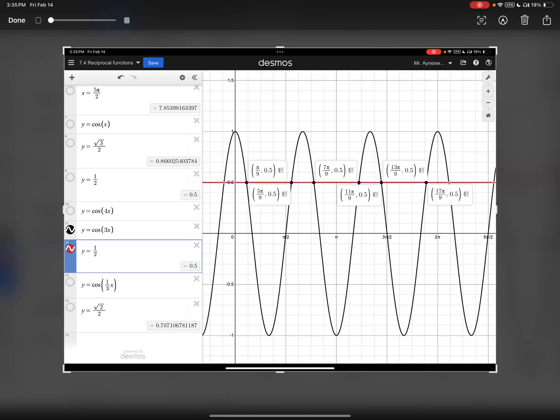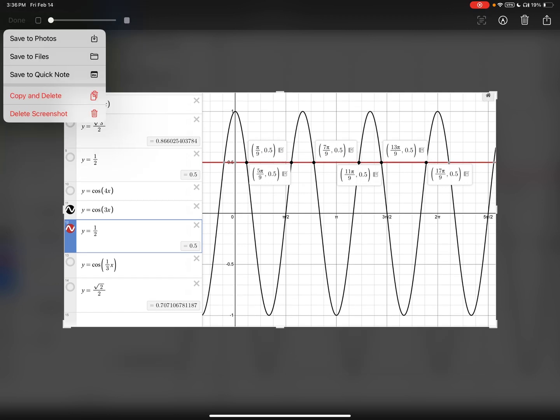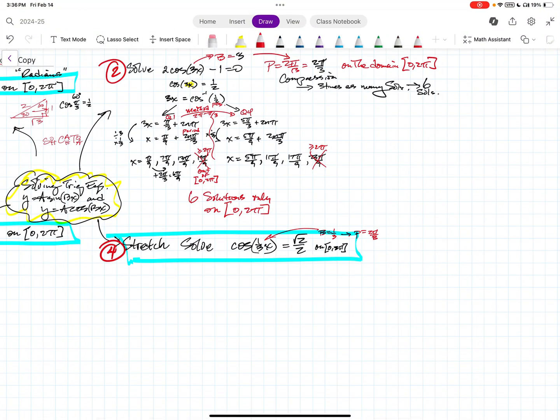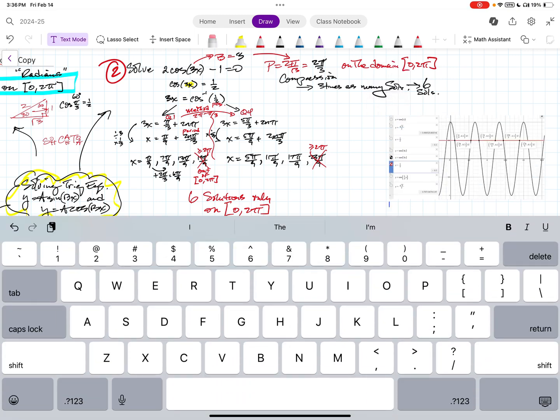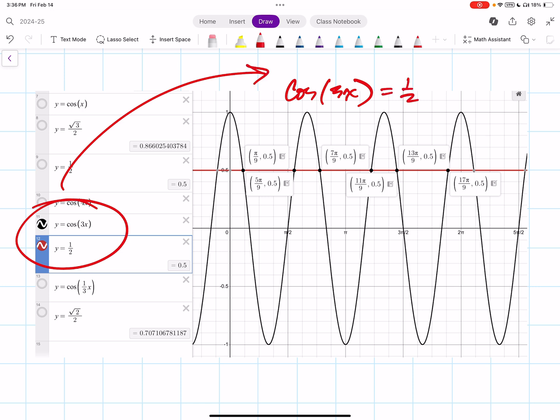Now let's take this and bring it into our lesson. Just copy it and then paste it into your OneNote. This is the stuff that I do in class, and this right here validates everything I just said. Now you can see that we have cosine of 3x equal to 1/2, and it's at pi ninths, 5 pi ninths, 7 pi ninths, 11 pi ninths, 13 pi ninths, 17 pi ninths. So we have 1, 2, 3, 4, 5, 6 solutions.